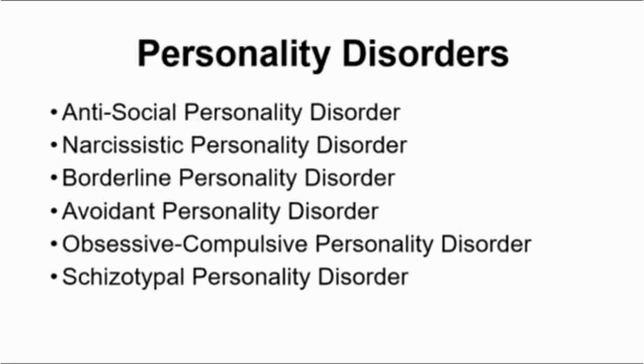Next, we get to go into our personality disorders. And here we have another big chunk where each of these is going to get their own slide. Usually only one slide though. But we're going to look at antisocial personality disorder, narcissistic personality disorder, borderline personality disorder, avoidant, obsessive compulsive, and schizotypal personality disorders. So each of these, we're just going to kind of hit the highlights of all of them.